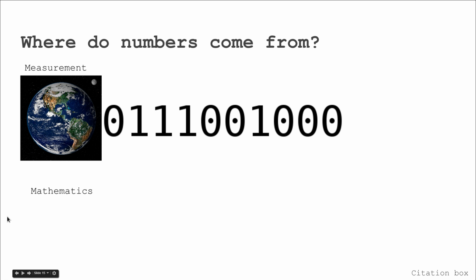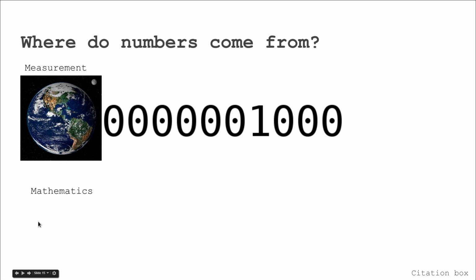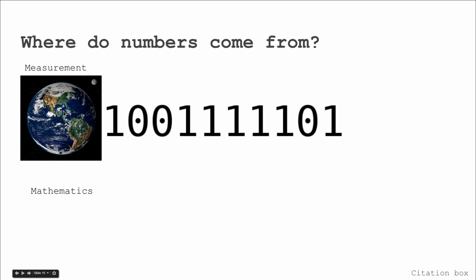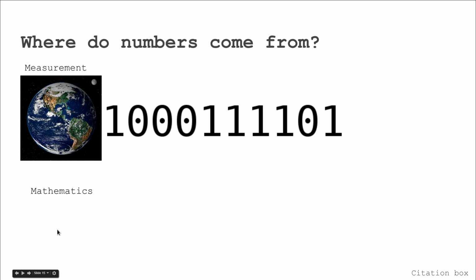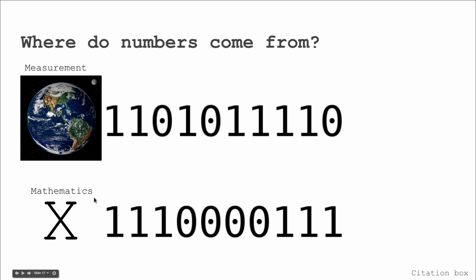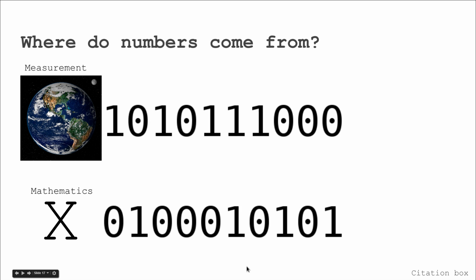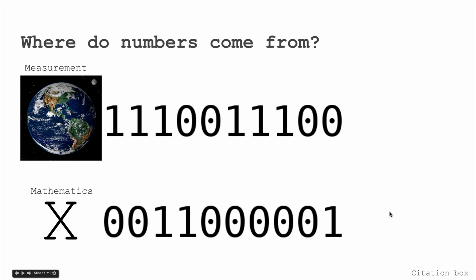So the question is, what is this thing in mathematics that is equivalent to our measurement of the natural world? What are the mathematical phenomena that are equivalent to the natural phenomena that produce the things that look like streams of numbers that we can do statistics on? The answer is random variables, in this case represented by a capital X. And these are things that also produce streams of numbers that we can do statistics on.